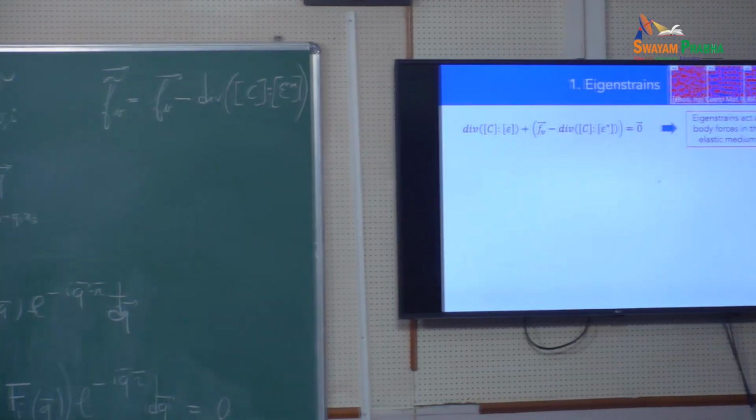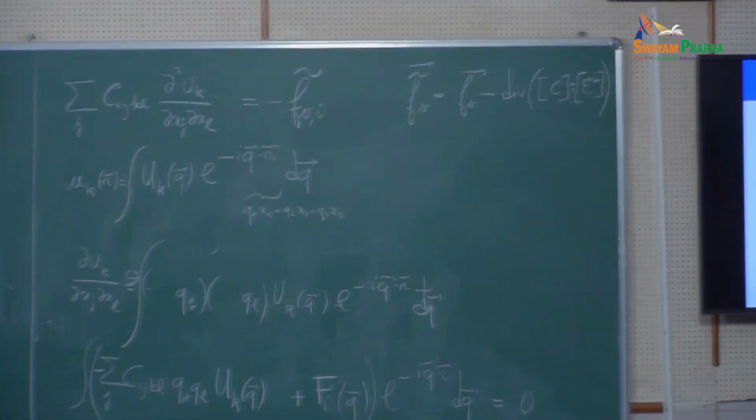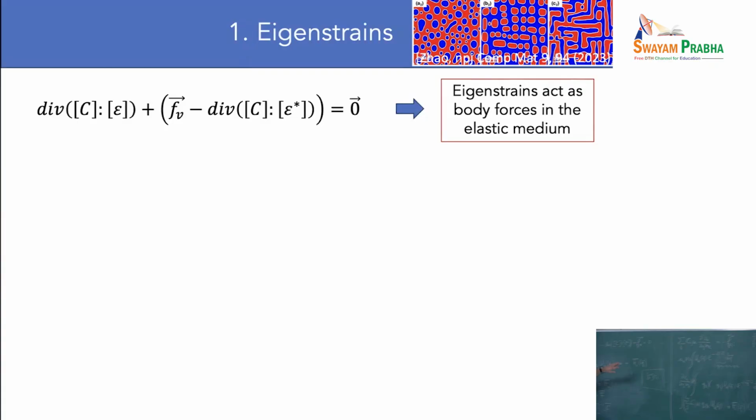You compute the inverse of the Green's function once and for all. You take the Fourier transform of your eigenfield. You get the displacement. Then you can have evolution equations for the eigenstrain field, and that gives you the evolution of the microstructure that you have here. That includes elasticity.